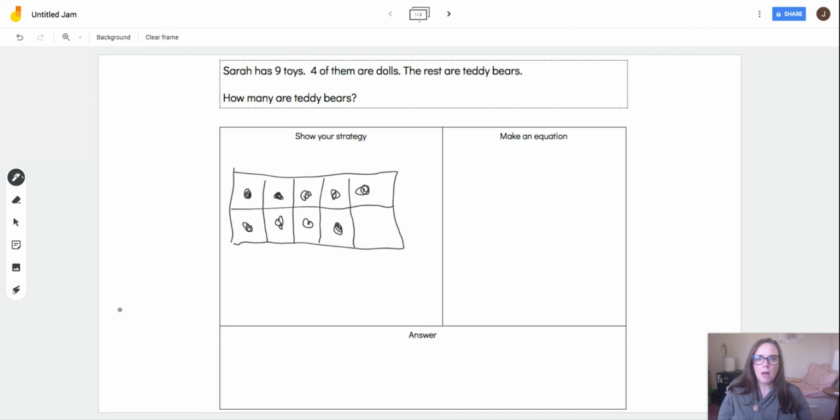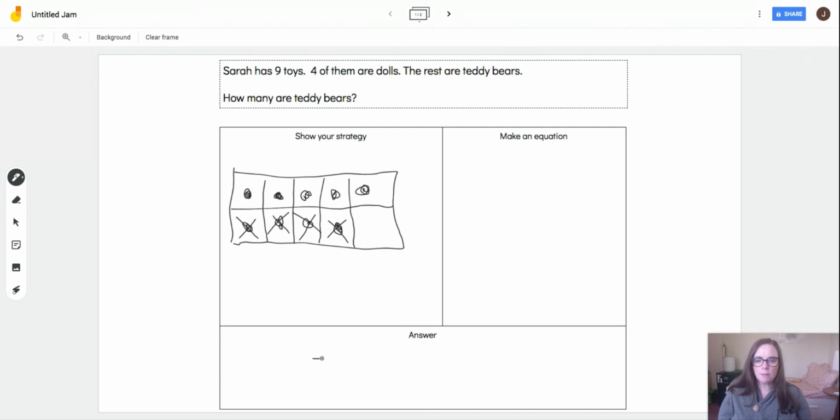4 of them are dolls. So I can take those 4 dolls away from the toys to see what I have left for teddy bears. So 1, 2, 3, 4. How many do I have left for teddy bears? 1, 2, 3, 4, 5. I have 5 left.